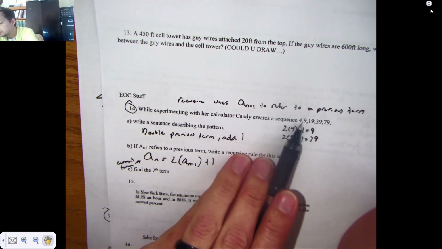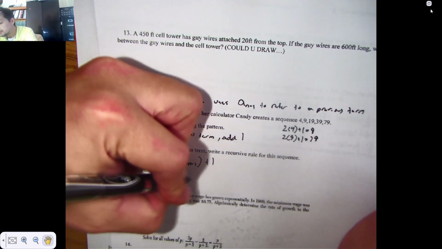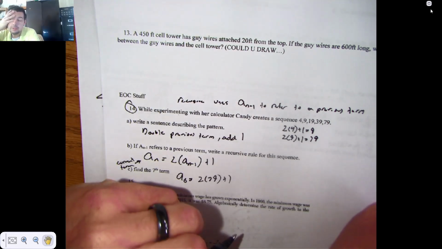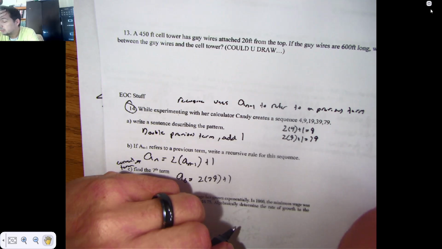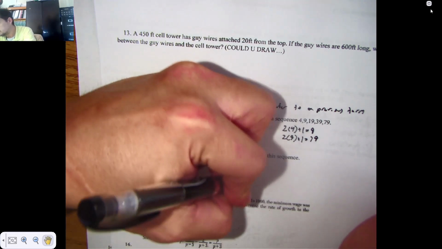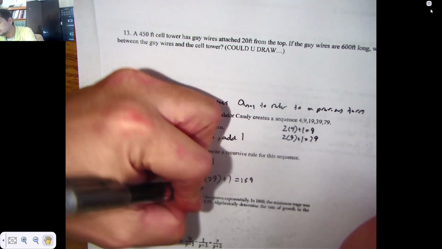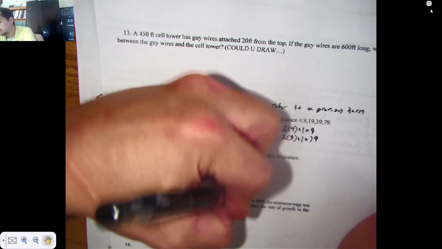So what do we got here? 1, 2, 3, 4, 5. I can find a sub 6 by doing twice a sub 5, 79, and adding 1, which is 159. And then I can find the next term by doubling this and adding 1. So if I double 159, I get 318. If I add 1, I get 319.